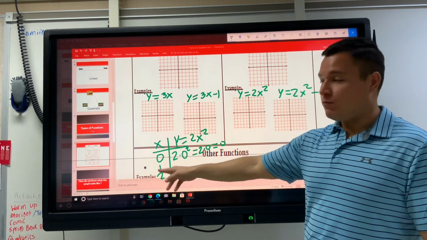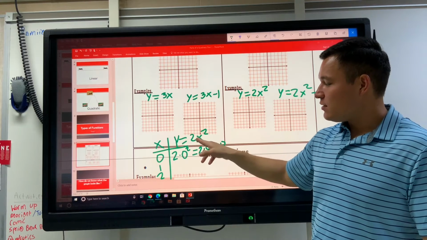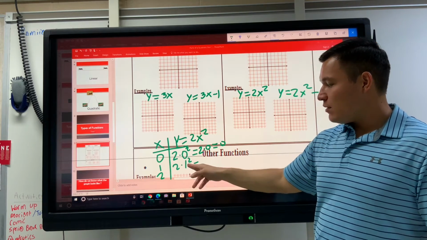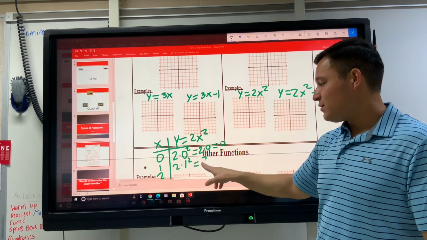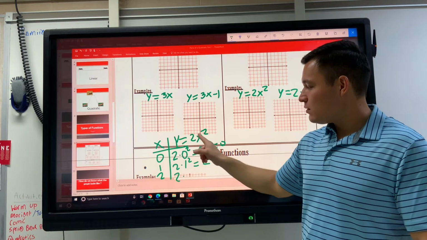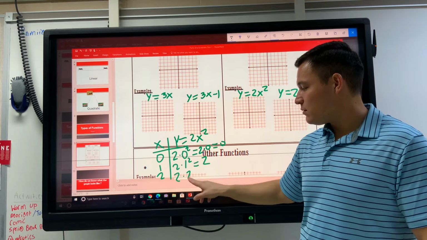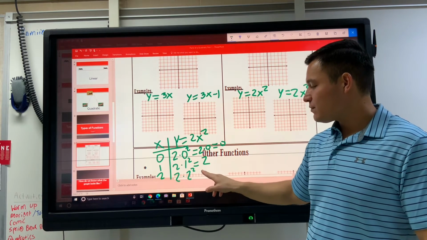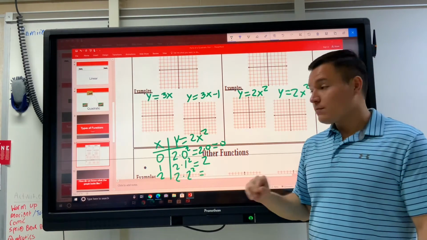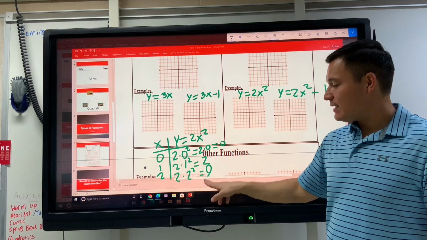Let's do this next one. 1 for x means 2 times 1 squared. You're going to square the 1, multiply by 2, and that makes 2. 2 times whatever we plug in for x, and we're going to square that number. That's 2 times 2 squared. 2 squared is 4. That's 2 times 4, which makes 8.